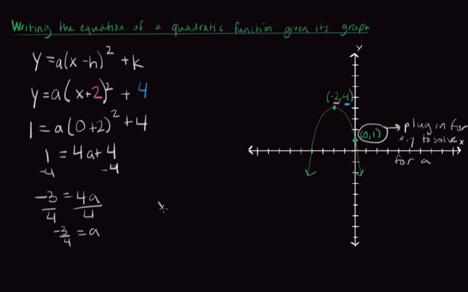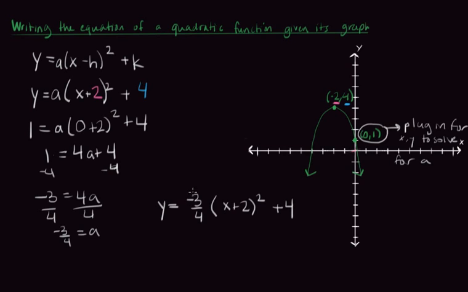So now we get y equals -3/4 times (x plus 2) squared plus 4. So we plugged in h and k from our vertex, and then we used the other x and y point to find a, and then in our final answer we have a, h, and k are all numeric values, and that gives us the equation of our parabola.